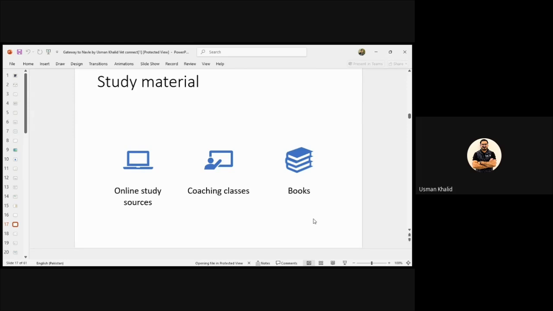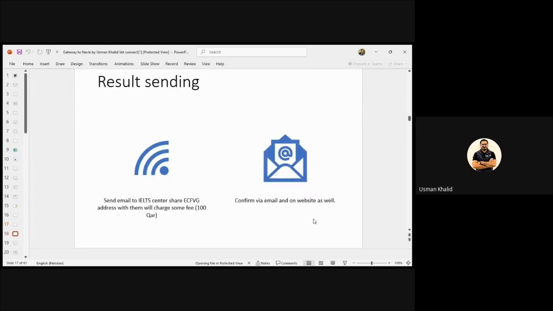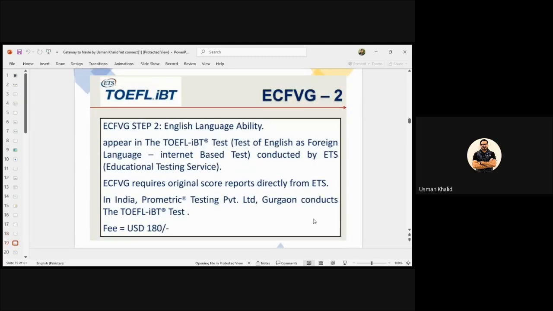Then you need to send your IELTS result to ECFMG, and there will be a certain fee. You can't send it by yourself. It will be sent from your IELTS center, and you will request them, and they will send you a form. You need to fill in that form, and then they will send the result to ECFMG directly, and they will charge some fee. Then ECFMG will confirm that they have received your IELTS score, and it will be updated on your ECFMG dashboard as well.